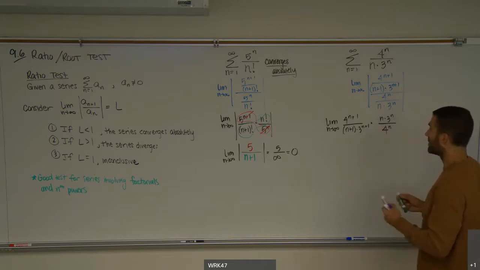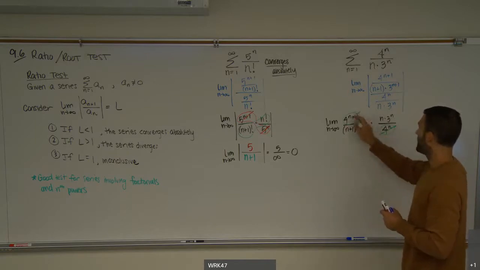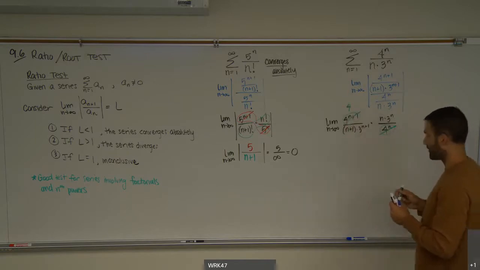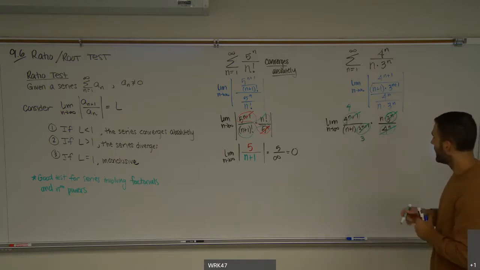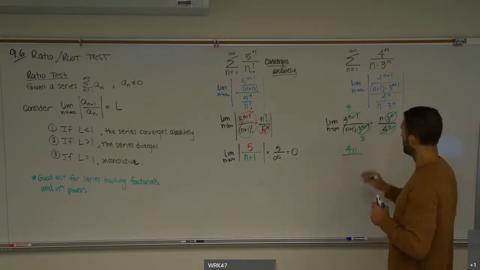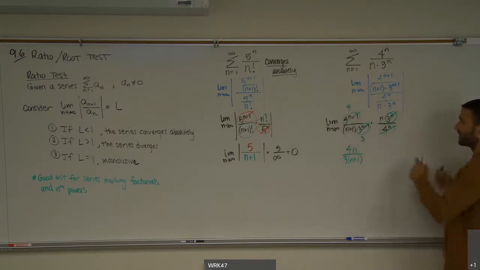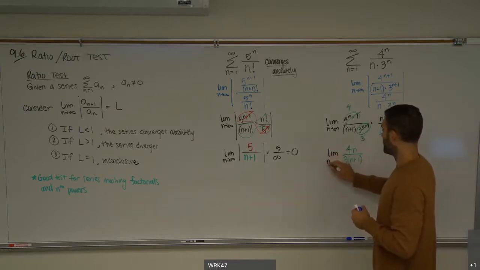And again, just like the last one, we have some simplification. We have 4 to the n plus 1 over 4 to the n, and so that reduces to a single 4 in the numerator. We have a 3 to the n plus 1 in the denominator. That simplifies to a single 3 in the denominator. And then we want to be careful. We cannot cancel the n or the n plus 1s. So we get 4n in the numerator, and we get 3 times n plus 1 in the denominator. There's nothing left to simplify there. We take the limit as n goes off to infinity.